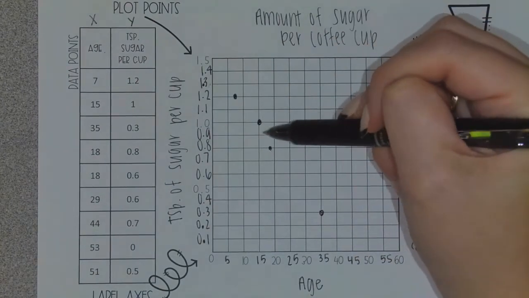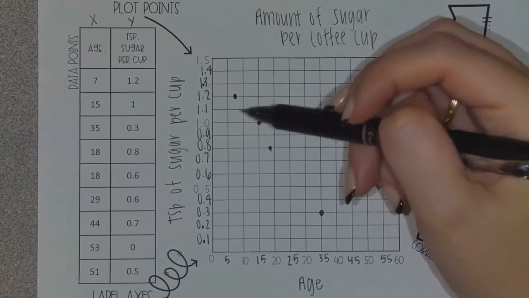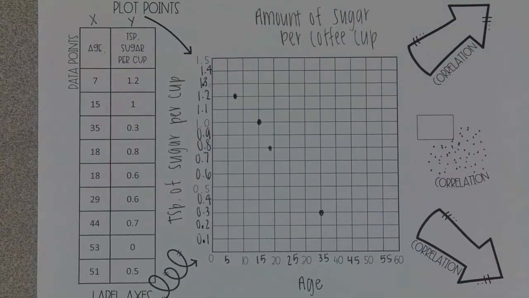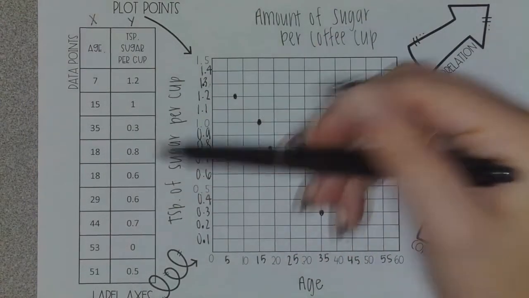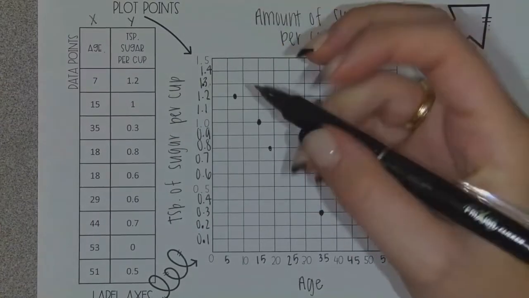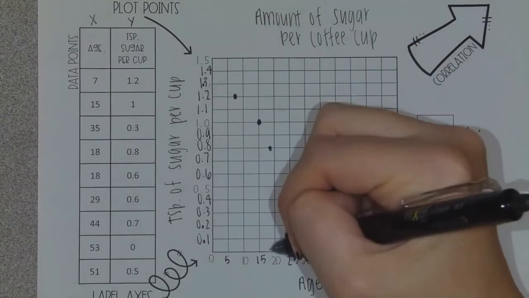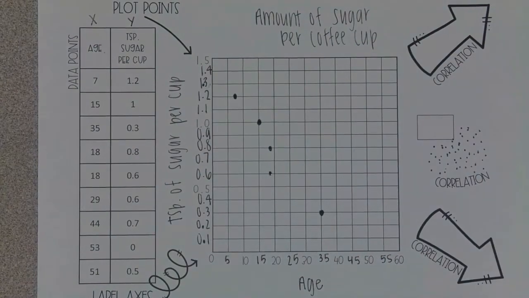So see how you can already tell that it's not making a perfectly straight line. It's kind of weaving a little bit. Remember, that's okay on a scatter plot. We're not looking for a totally straight line. Our next 18-year-old only puts 6/10 of a teaspoon of sugar in their cup. So I know where my 18 is. I'm going to put a 6/10 down here.